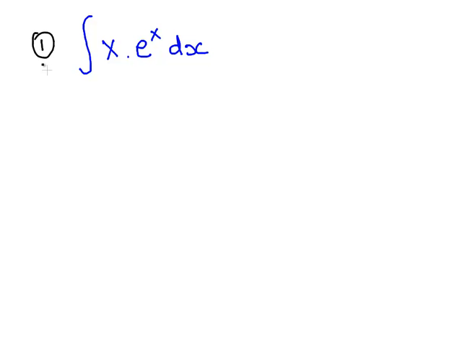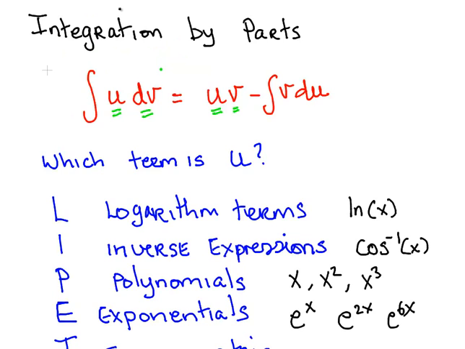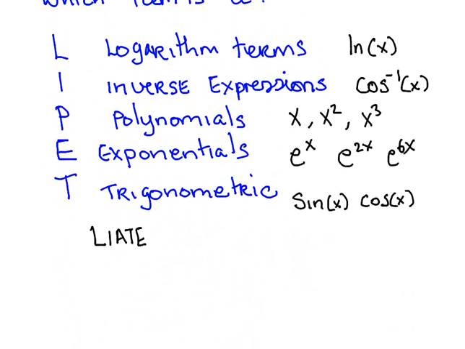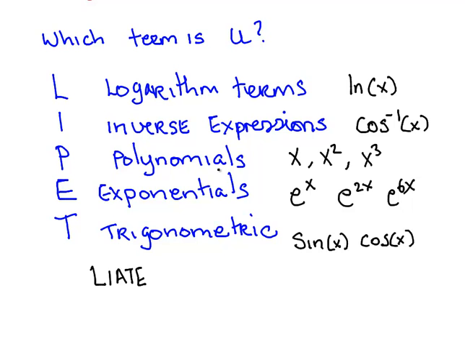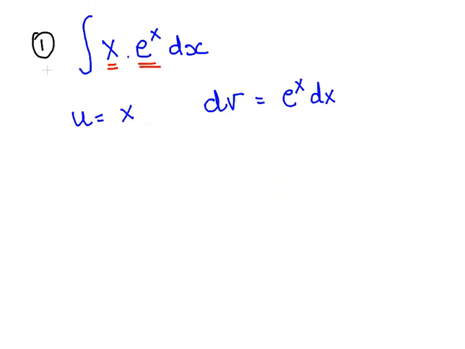x times e to the x dx. So according to our LIPET rule, this component here is a polynomial. This component here is an exponential. So necessarily the u term should be x, and the dv term should equal e to the x dx. So that's the key part of this done, the LIPET rule. Just go back there a second, in order of precedence, which should be used. So polynomials precede exponentials in precedence.